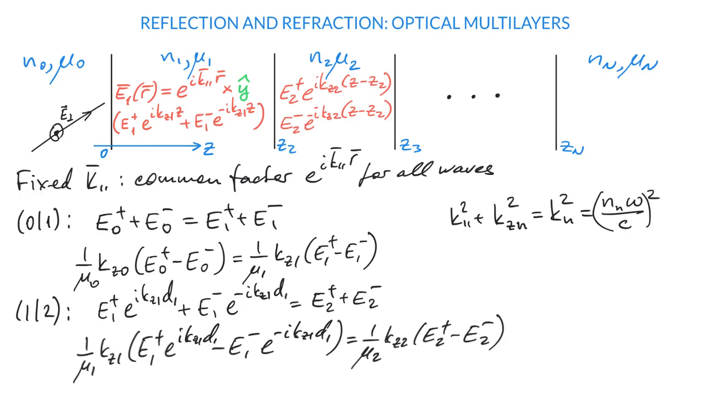So now we see that each interface, or rather each region that we add to the optical system, adds 2 unknowns. Those are the 2 field amplitudes, but it also adds 2 extra boundary conditions. So we have exactly the right number of equations to determine all the amplitudes if we know any 2 amplitudes.